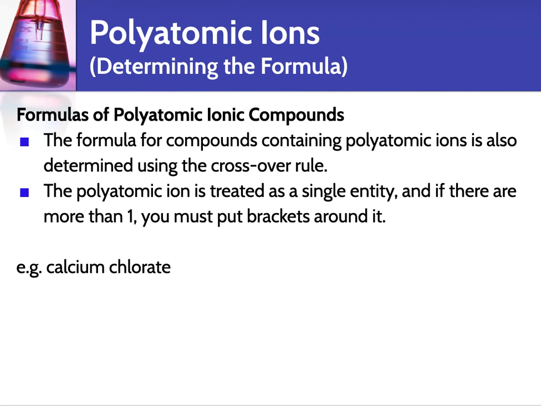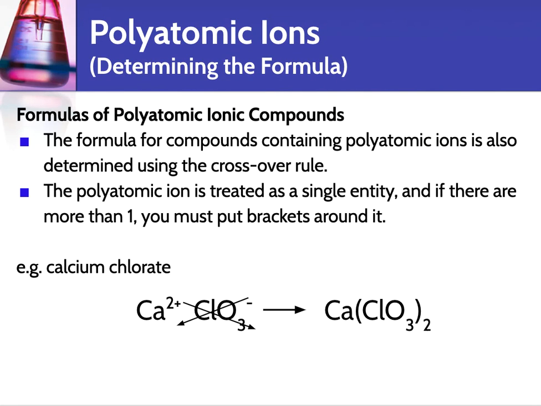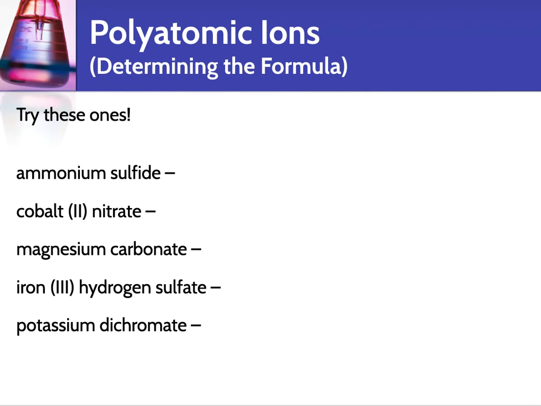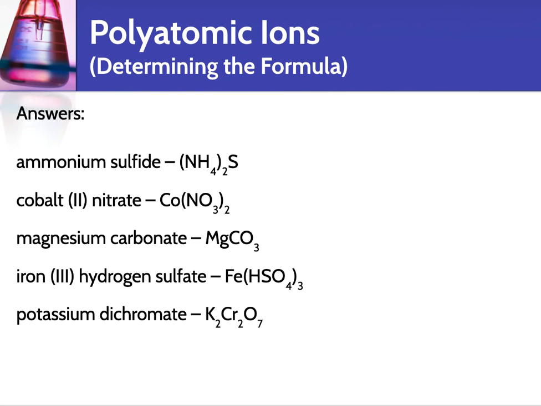So if we look at an example, calcium chlorate, we can figure out that the calcium ion, calcium 2 or Ca2+, from the periodic table, and then we look up the formula for chlorate, which is ClO3 with a -1 charge. So we're going to cross over. And then when we cross that over, we want there to be 2 of chlorate. So we have to put brackets around there to indicate that that 2 applies to everything in the brackets. So here are some for you to try. And there are the answers.